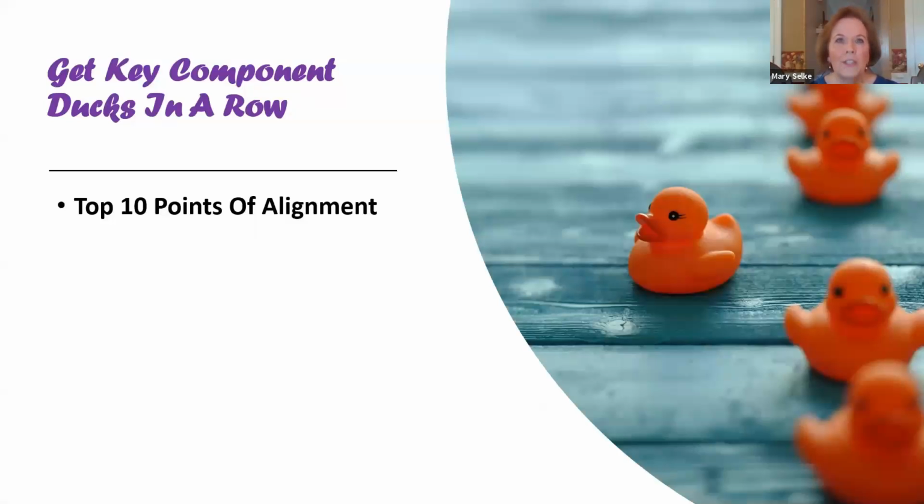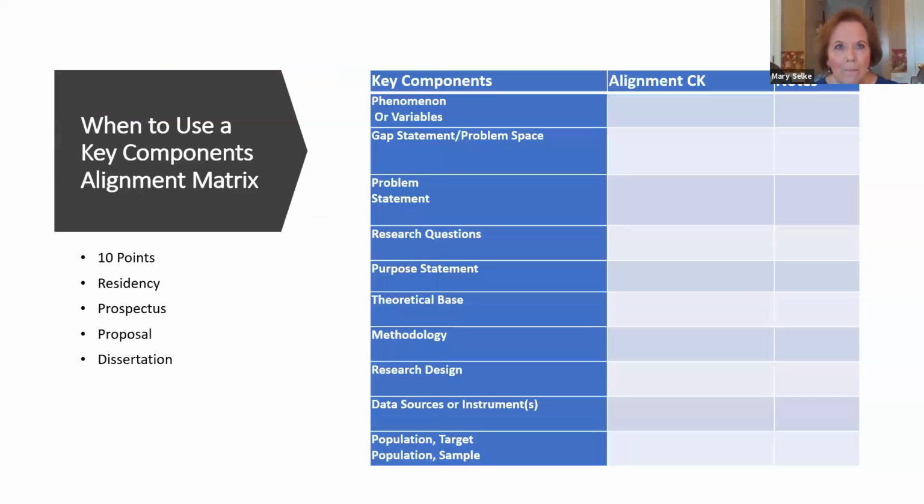Alignment is easier to see, discuss, and revise with key components literally all on the same page. These components are phenomenon or variables, gap statement or problem space, and the theoretical base, research problem, question, purpose, method, design, instruments or data sources, plus the population, target population, and sample.